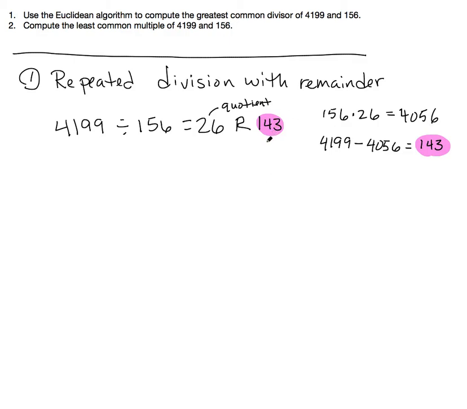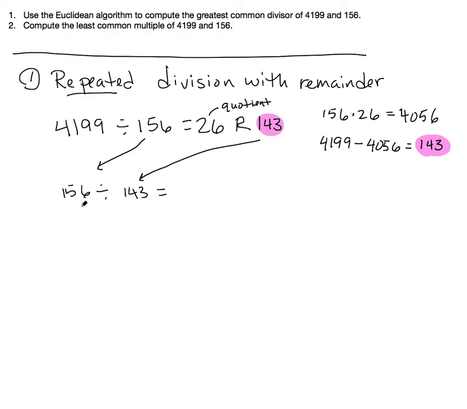It is 143. And now here's the part where I'm going to repeat my division with remainder. Now I have new sets of numbers to work with. I'm going to take this 156 and divide it by this new remainder that I got. Now I repeat that process. I figure out what my quotient and my remainder are when I do this.